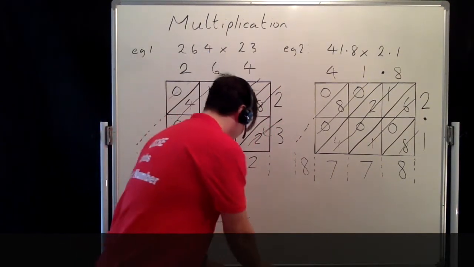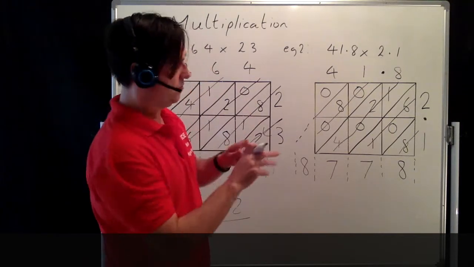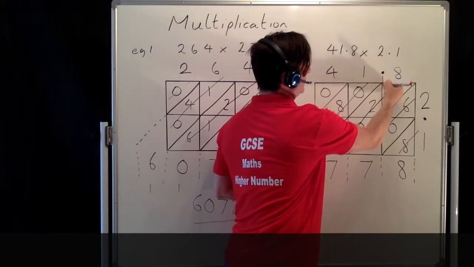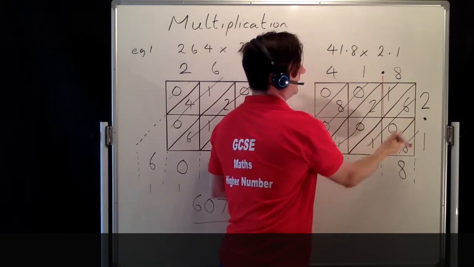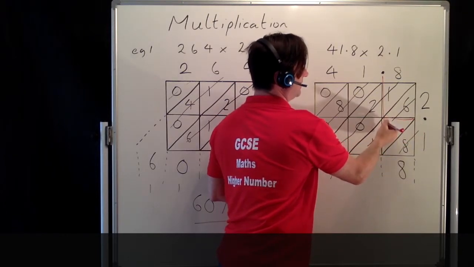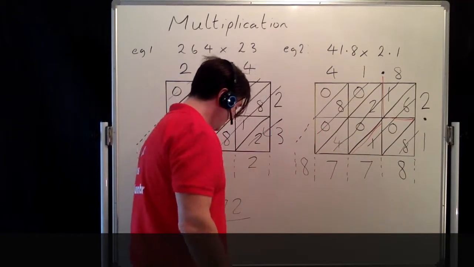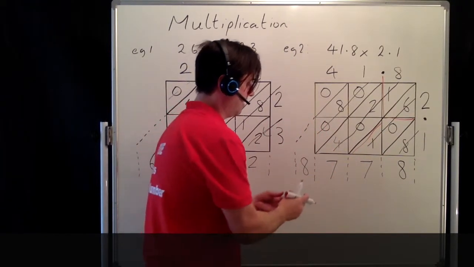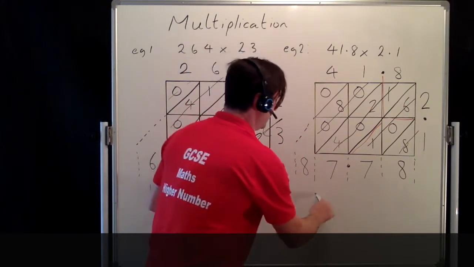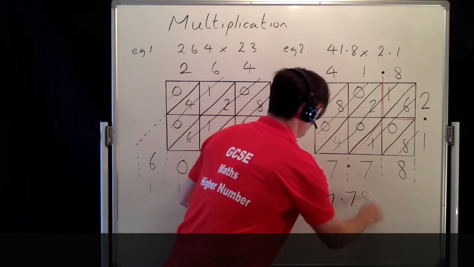Well, the decimal, that's pretty straightforward. All we've got to do for the decimal is if we go to where the decimal is at the top and extend it down, and then come in from where the decimal is at the side, wherever these two meet, you then go diagonally down, and that tells you where your decimal goes. So this answer, 87.78.